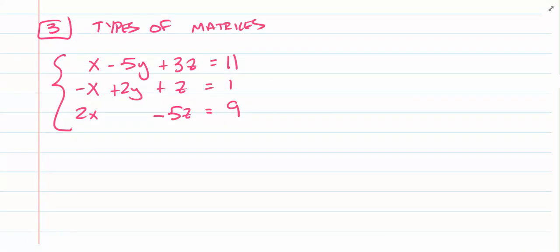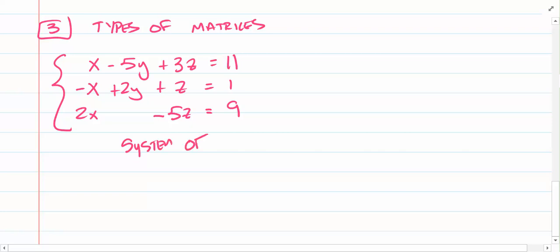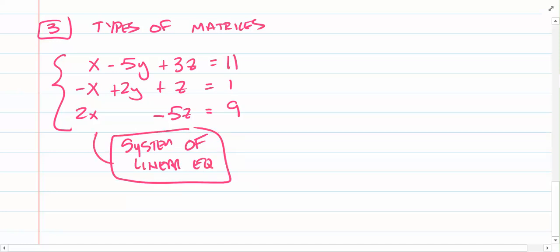All right, so while you're copying that down, what is this thing called? What are we looking at? There's a name for it. What is it called? Yes, very good. This is called a system. And this is a system of linear equations, right? And this was all about chapter 6. So this right here, that's a system of linear equations.